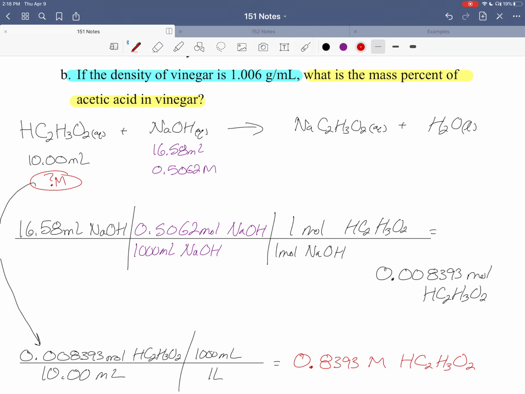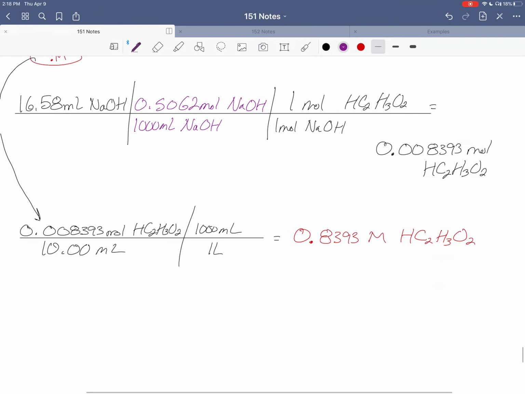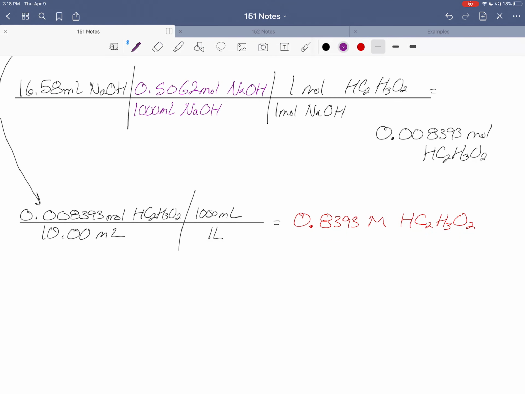Part B has the density going on here. And this density, remember, is 1.006 grams of solution per 1 milliliter of solution. Right? So that's the density. Well, how do you want to attack this? That's the question, right? How do we attack this? Mass percent is what I'm looking for. So I'm looking for grams of HC2H3O2 over grams of solution.